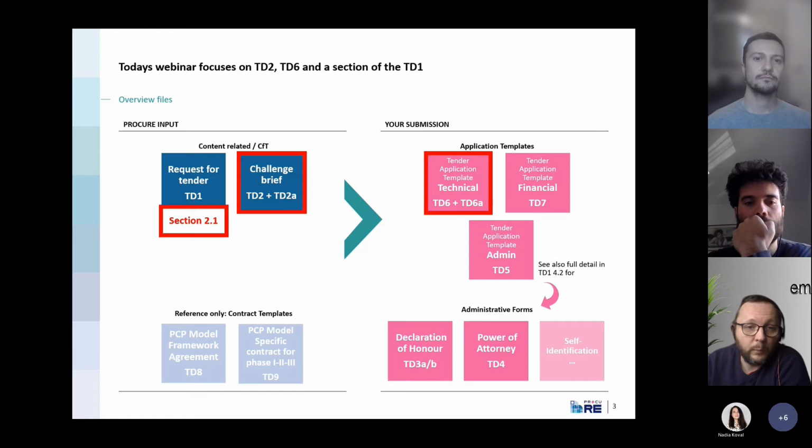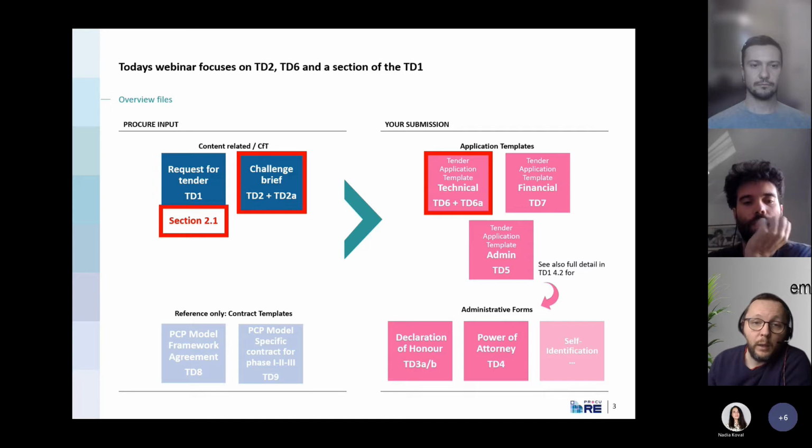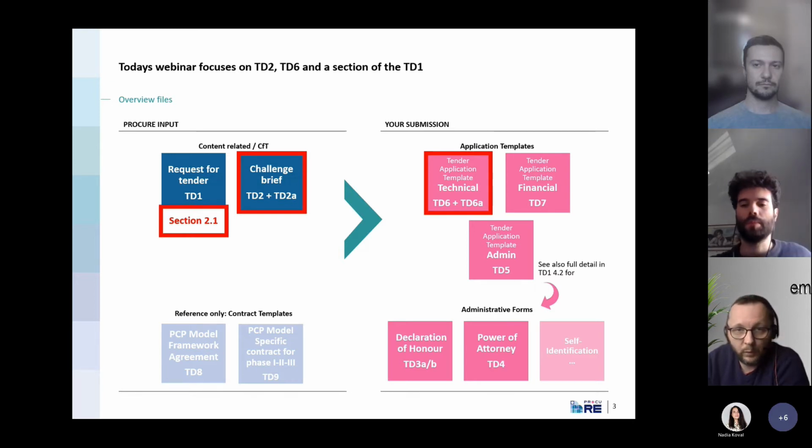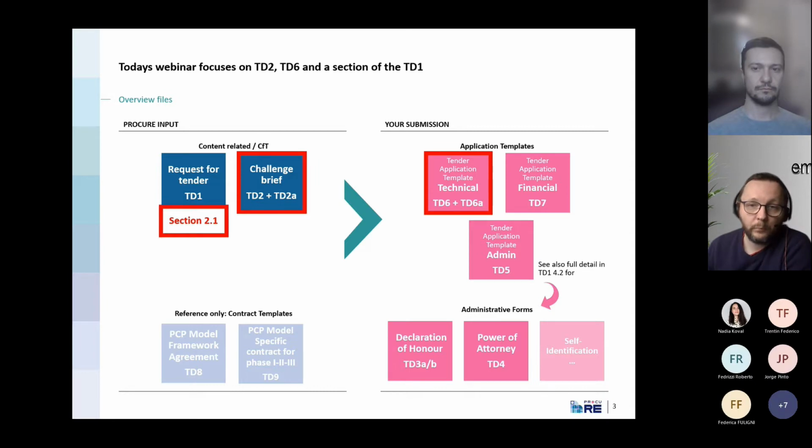Section 2.1 in TD1 describes the expected output, and the template for your application is a Word file in your zip archive. Another meeting will focus on the administrative parts, a webinar on the administrative bits in January. Your colleagues from the administration, those who fill the forms, are obviously invited to join us then.